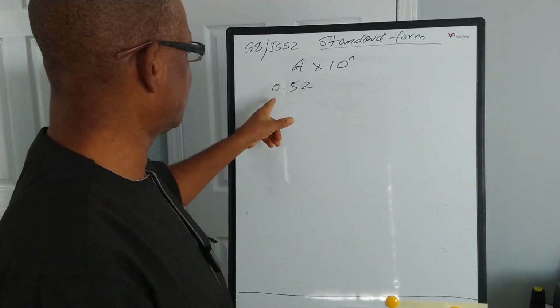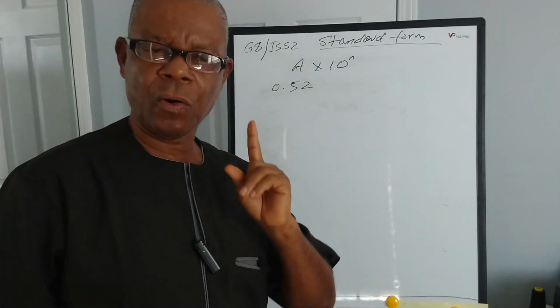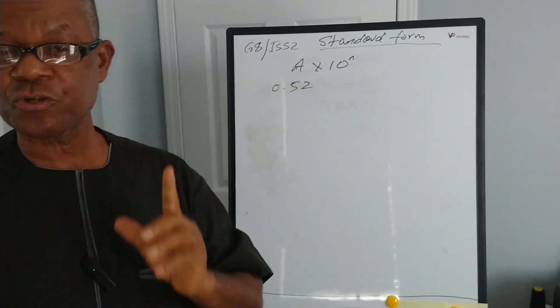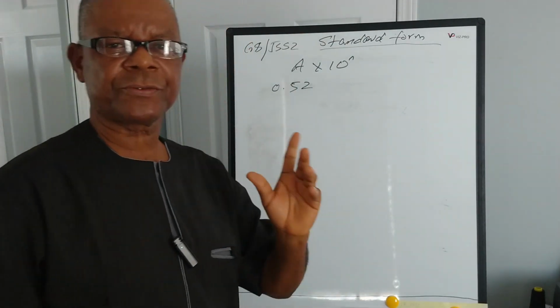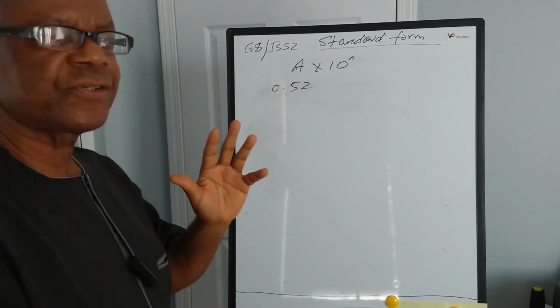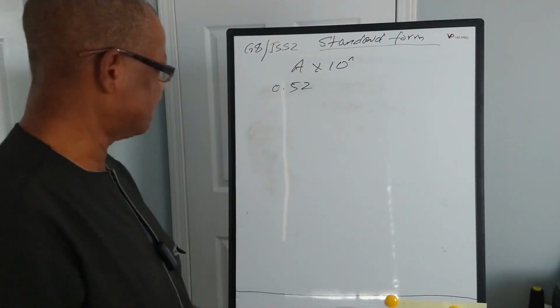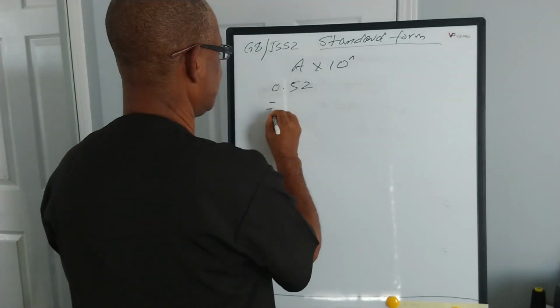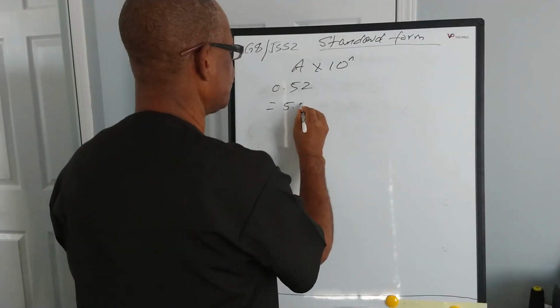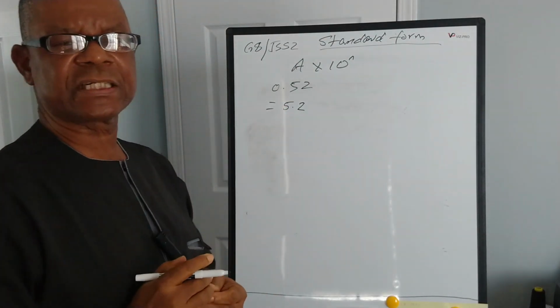This is 0. Remember we said that the 1 digit before decimal point must not be 0. It can be 1, can be 2, can be 3, can be 4, 5, 6, 7, 8, 9. But it must be 1 digit. And so this becomes 5.2, 1 digit before decimal point.